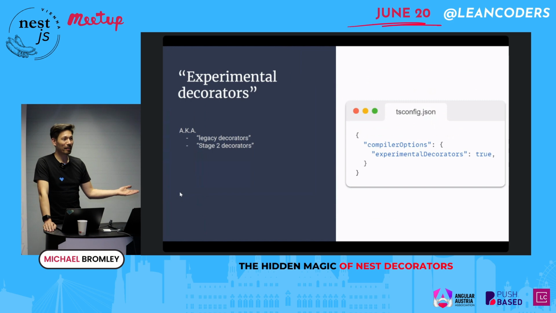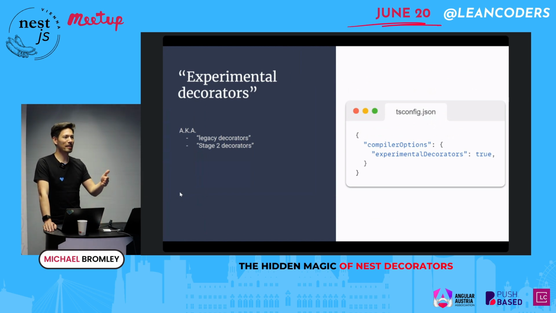This is what we use in Angular. This is what we use in Nest. Experimental decorators are also known sometimes as legacy decorators. Usually you see that in the context of Babel, because Babel also implemented support for decorators, and it's almost exactly the same as TypeScript experimental decorators. They're also sometimes referred to as stage 2 decorators.